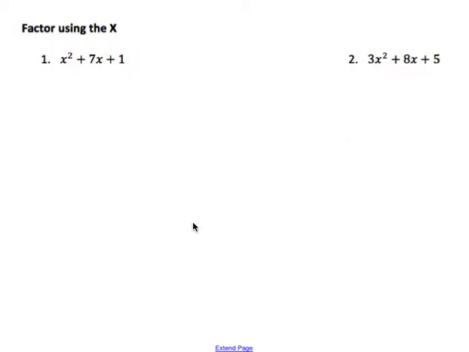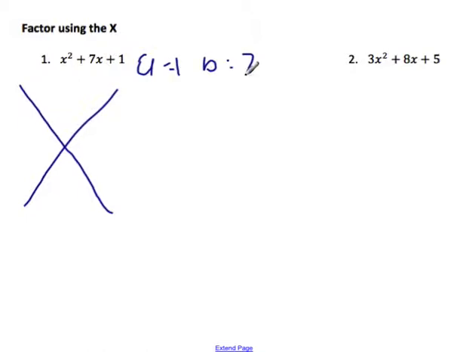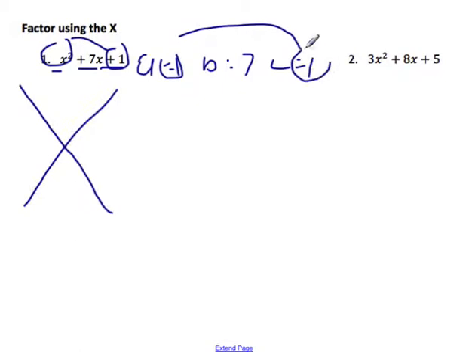So remember, the first thing when you see a quadratic like this, you want to set up the x. Our a coefficient is equal to 1, our b is equal to 7, and our c is equal to 1. Remember, a is always with the squared term, b is with the x term, and c is just a number. So we're going to multiply a times c in order to get the top of our x. So we're taking 1 times 1, which is 1. So we're multiplying to 1 and adding to 7.